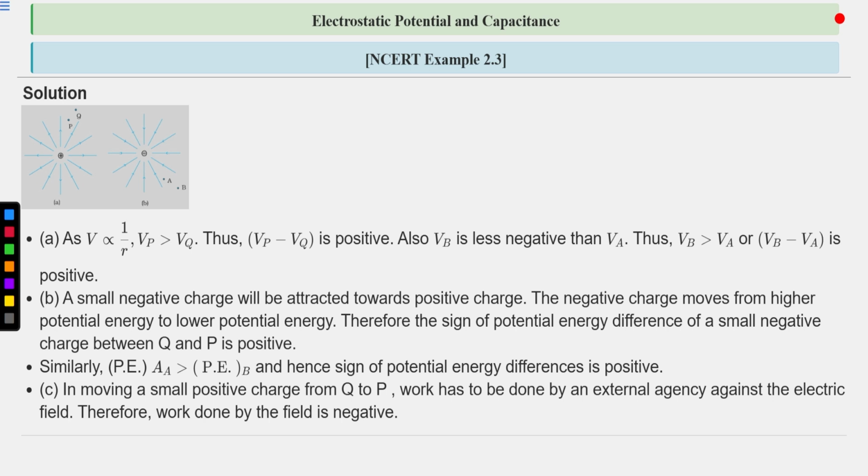That work done is positive and hence potential energy difference is also positive. Understood? So C, in moving a small positive charge from Q to P, work has to be done by an external agency. As I have mentioned, we have to do the work, external work, against the electrostatic field or electric field. Therefore, work done by the field is negative. Work done by the field is negative, but work done by us is positive.